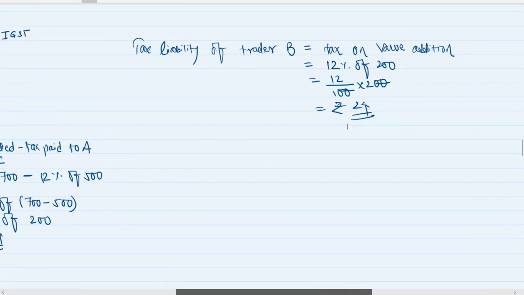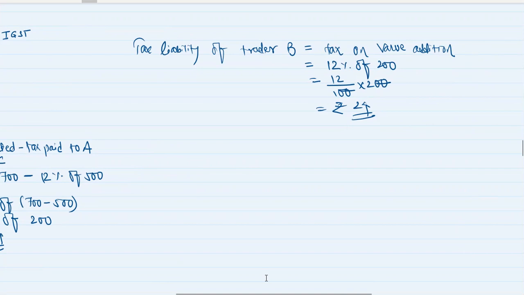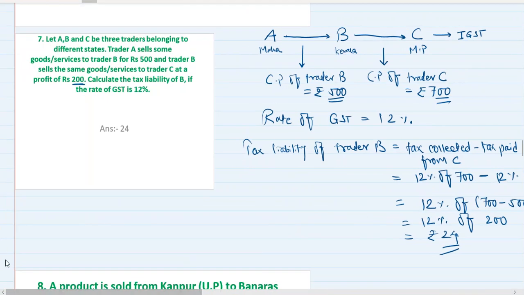Now, since they have not asked what the amount of IGST, CGST, SGST will be, we don't have to mention anything. Just write tax liability of trader B is 24 and finish it. Right? So did you understand the method, the statements and everything? If it is clear, then go ahead. If it is not clear, have a look at what I've said all over again. You can replay that part of the video.